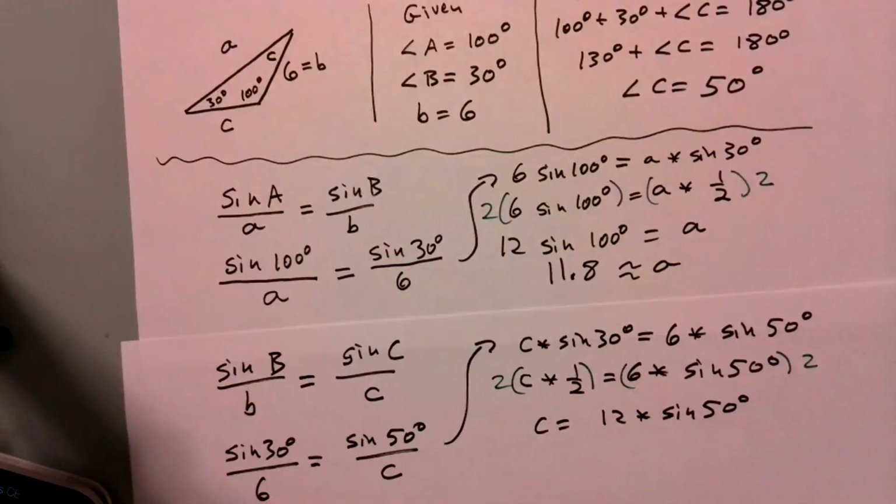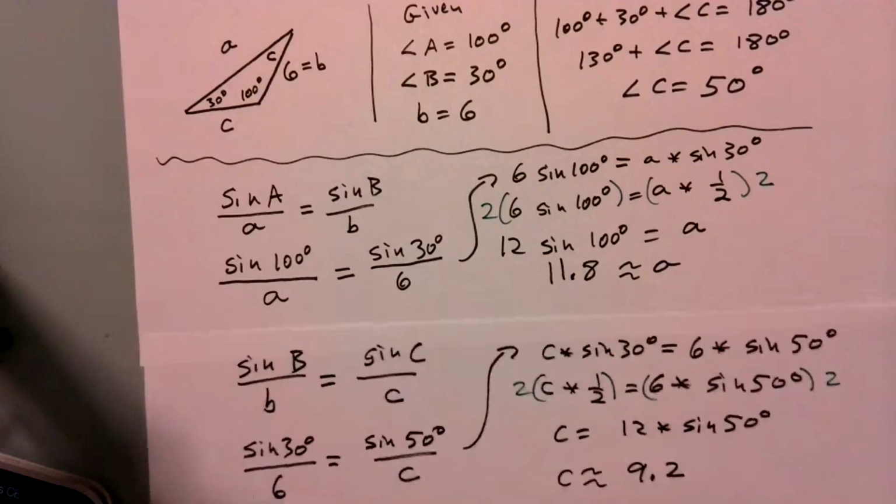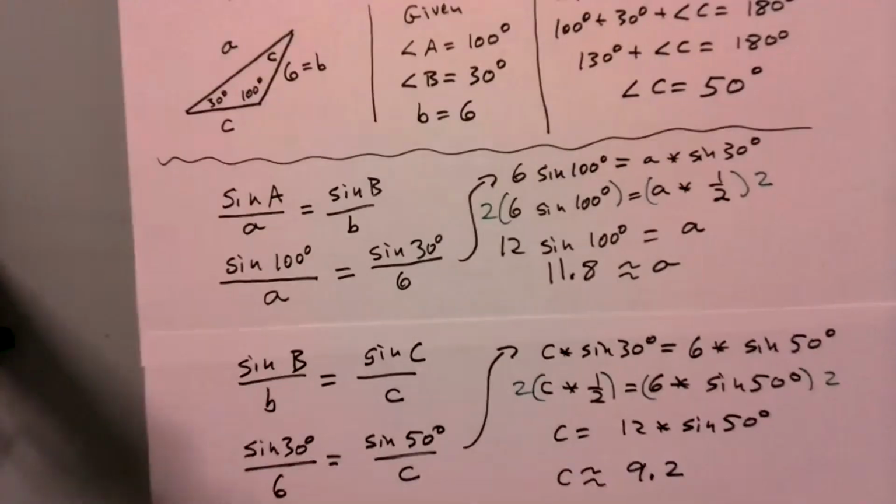And 12 times sine 50 for C is about 9.2. So we have all 6 pieces. But before I go on, I want to spend a little bit more time looking at that triangle. What kind of a triangle was it? How were we able to solve it? What were we dealing with?